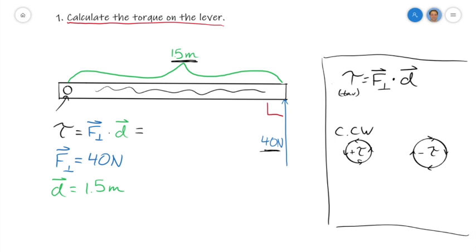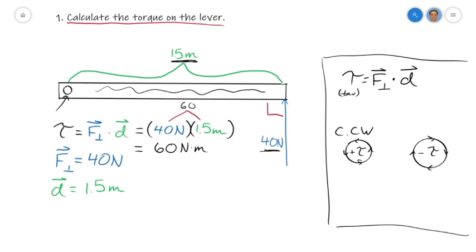So we can do a substitution, and we can put that 40 newtons times 1.5 meters is equal to our torque, and I know that 40 times 1.5 is 60. So I have 60 newton meters.